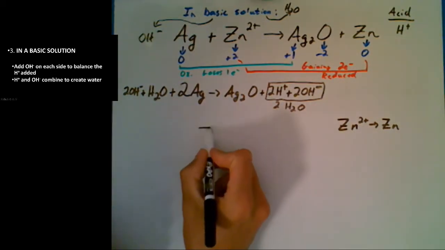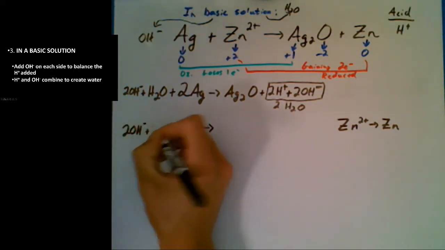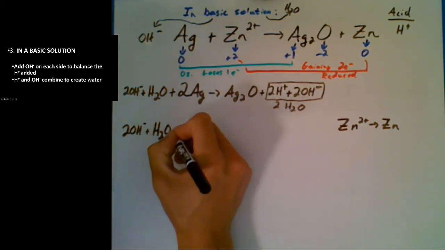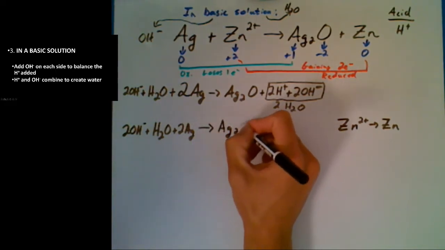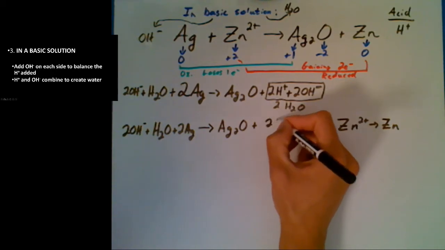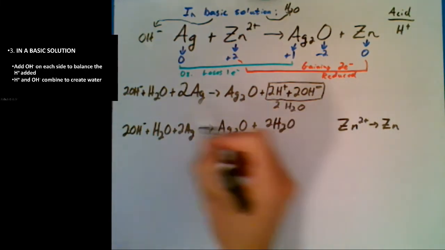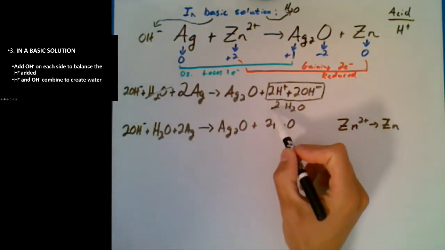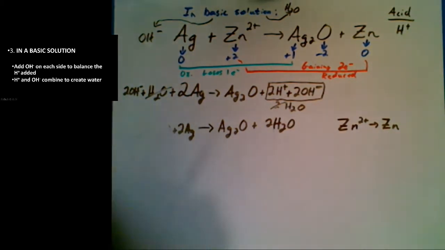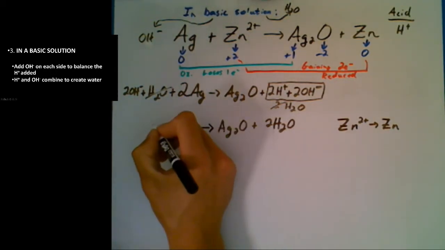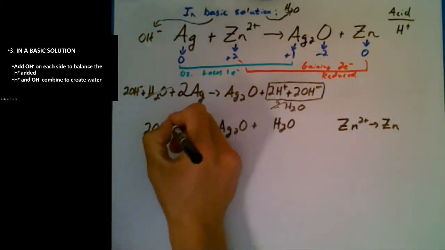So I'm going to rewrite this new equation with what we have now. We have 2 OH- plus H2O plus 2 Ag. That's going to make Ag2O plus 2 H2O. Now you may also notice I have an H2O here and 2 H2Os here. There's really no point in writing them on both sides. So we can now modify this equation one more time and eliminate the H2Os on one side and just have our equation looking like that. Oh, don't forget your minus sign.